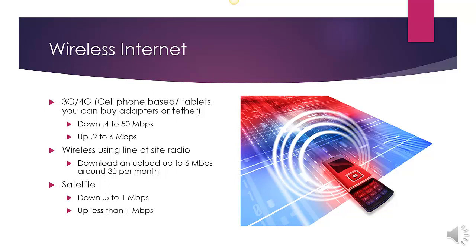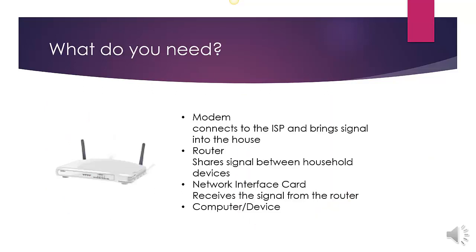You can also use wireless line-of-sight radio signals. Those are usually coming from water towers and broadcasting to dishes on the top of your house, antennas to catch the signal. That's typically used in your more rural areas. My parents live on a farm. They can't get DSL or cable. That's what they use to get a reasonably fast internet for a fair price. Satellite is for extremely rural areas. It's slow and expensive, so it's generally not a good choice.